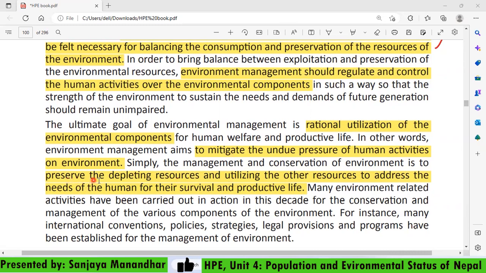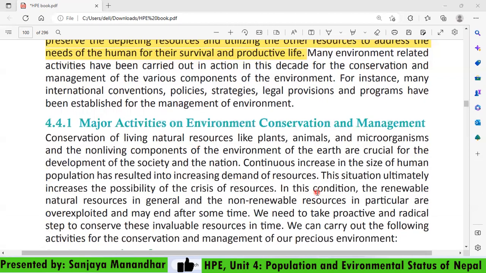Similarly, to preserve the depleting resources is another objective. The resources are depleting day by day, so to preserve them is another objective. And utilizing the other resources to address the needs of the human for their survival and productive life. Okay, so next one is to address the needs of human for their survival.